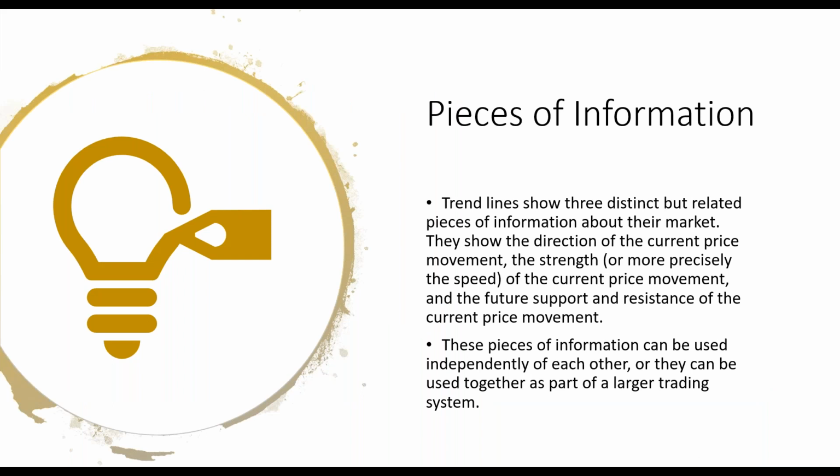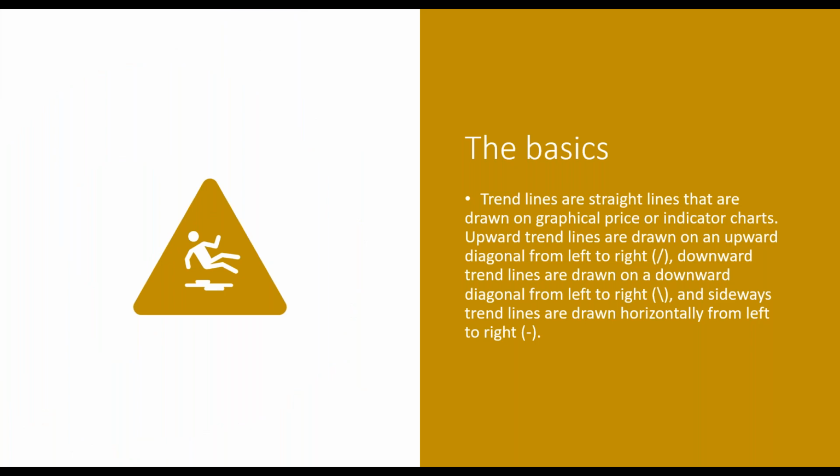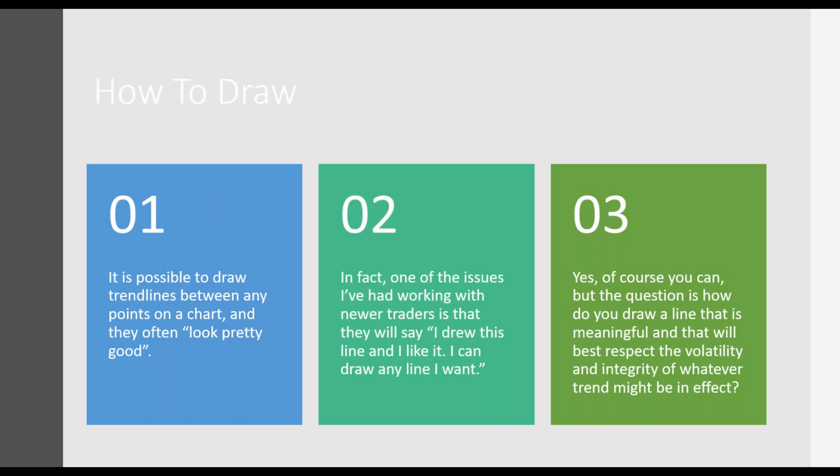Trend lines show three distinct but relevant pieces of information. They help us see the strength of the move, the current price move, the speed of the move, and future support and resistance. And remember, all of this is classified as technical analysis.